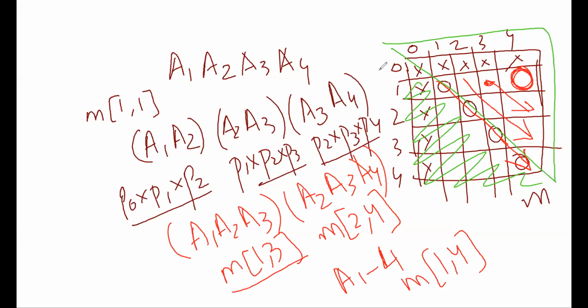3, 2, you cannot multiply the chain in reverse order. So we are just worried about the upper triangular matrix. Okay. So this is what you have to calculate. And now you saw what is the order of your calculations.